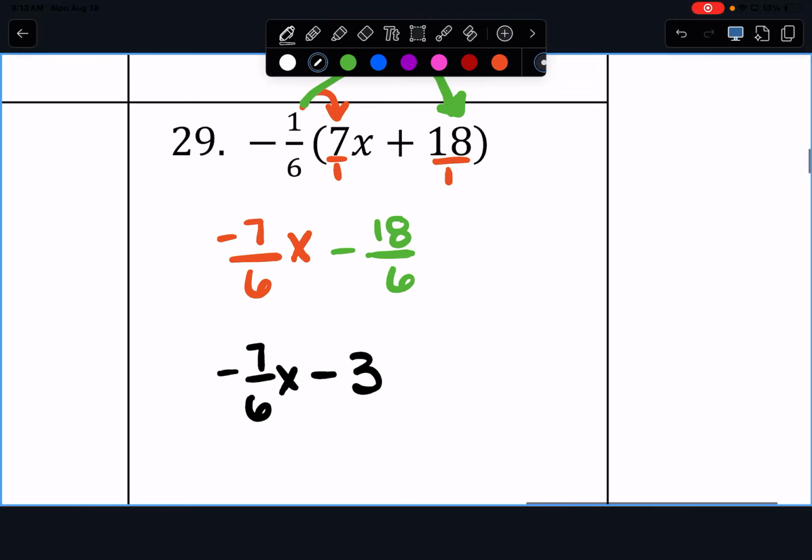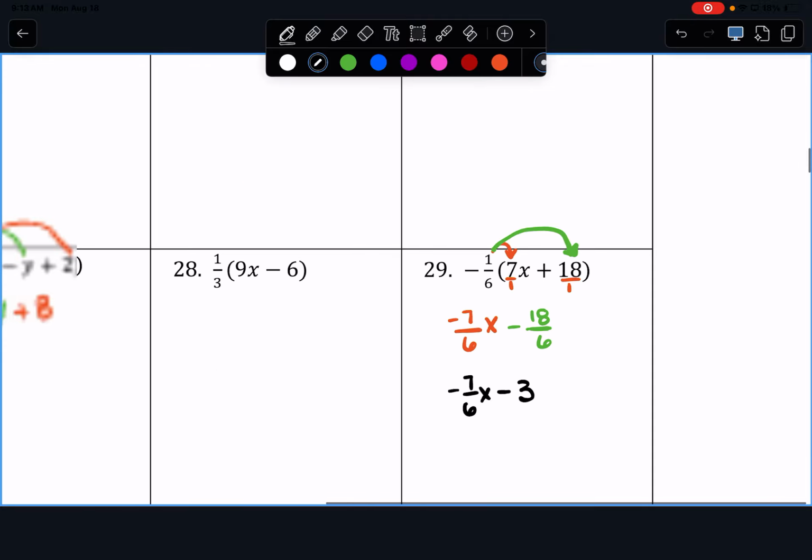I want y'all to take a second and do 22, 24, and 28. Do those 3 for me real quick. If you need help, raise your hand and I will be there.